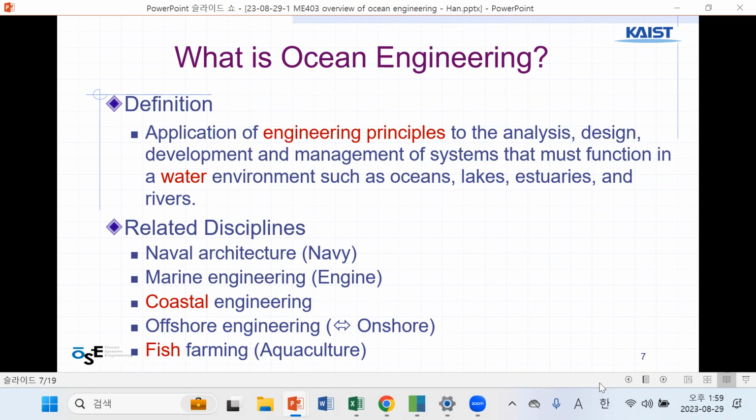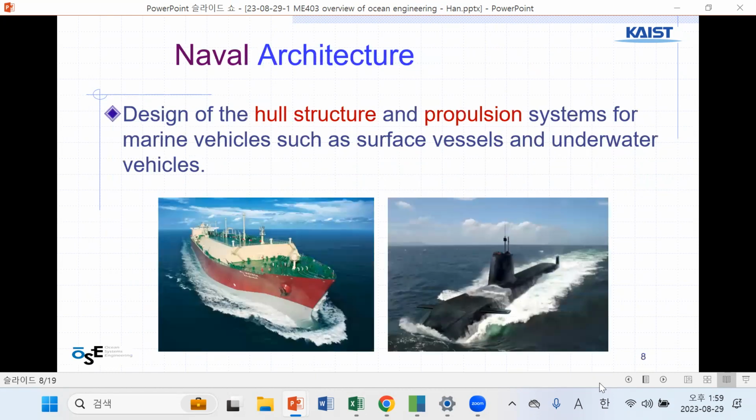And fish farming. Aquaculture is another name for it. So naval architecture is for the ships, including submarines. Hull structure and propulsion. Propulsion is the engine. Hull structure is the structure, the strength. Is it similar to this building? Trying to make this building float on the water. Structure strength is coming from these pillars over there.